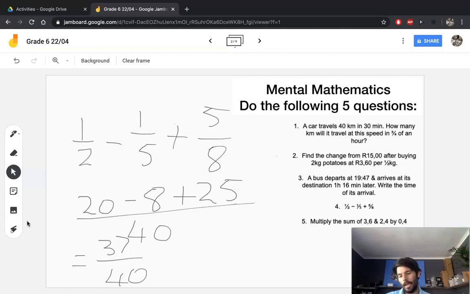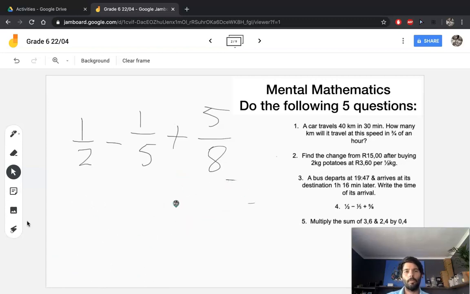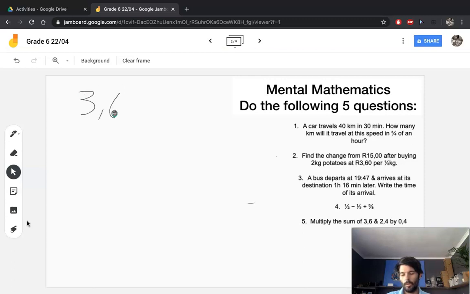Right, and then the last question, another decimal question for you. Multiply the sum of 3,6 and 2,4 by 0,4. So, if you read that for the first time, it could be quite confusing. So just take it piece by piece. So first, multiply the sum of 3,6 and 2,4. So they're asking for an addition sum. So remember, the word sum is actually the answer to an addition question.